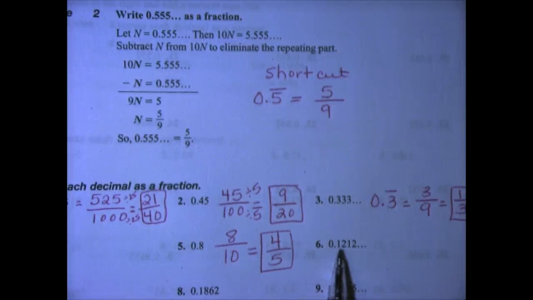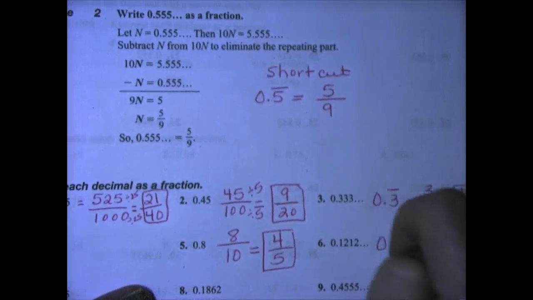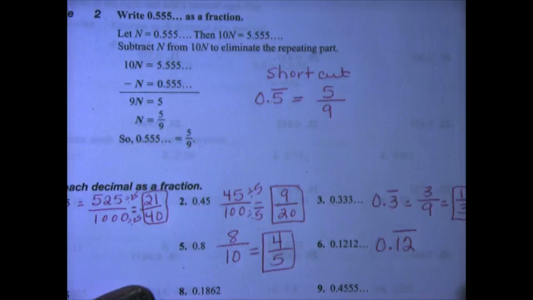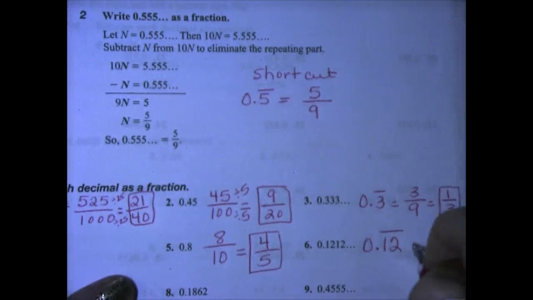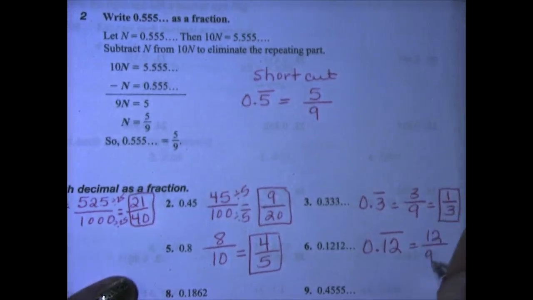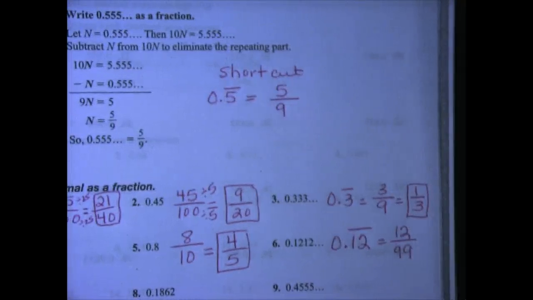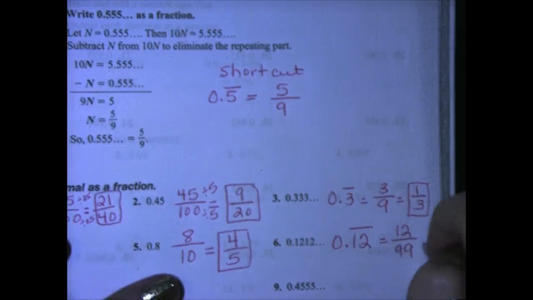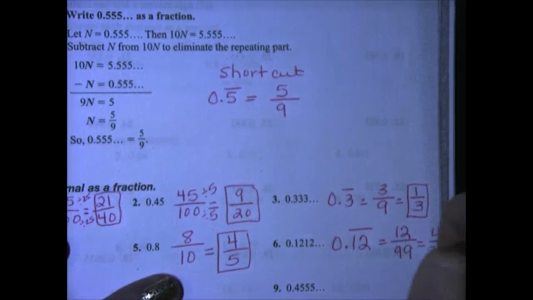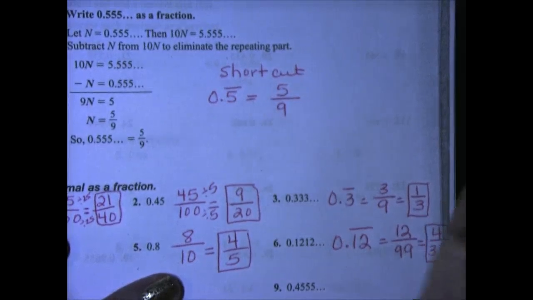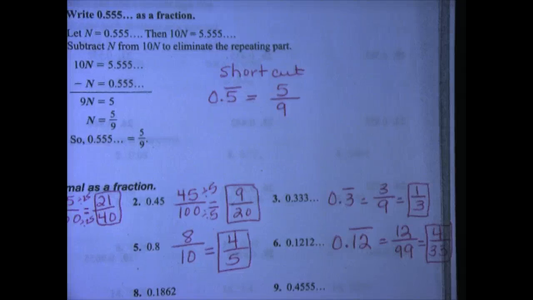Number 6, we have 2 digits repeating. So we have 0.12 repeating, and we said that when that happens, we're going to take those 2 digits and put them over 99. Now, we need to decide if we can simplify this. I know that we can divide 99 by 3 because 3 is definitely going to go into 99. I can also divide 12 by 3. So if I divide 12 by 3, I get 4. And 99 divided by 3 is 33. So I get 4 over 33.